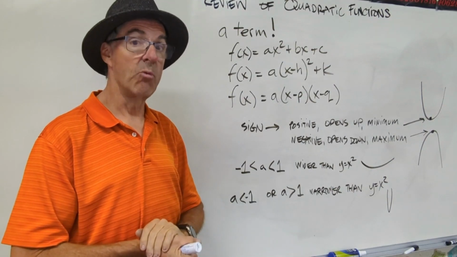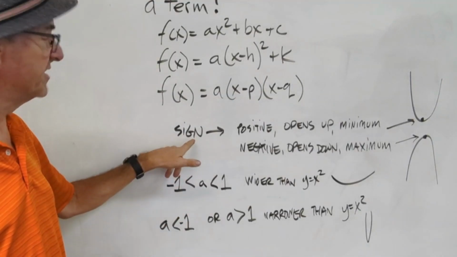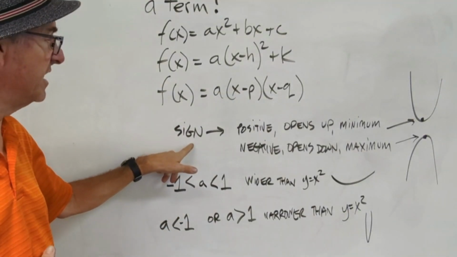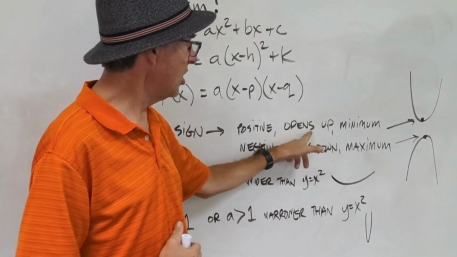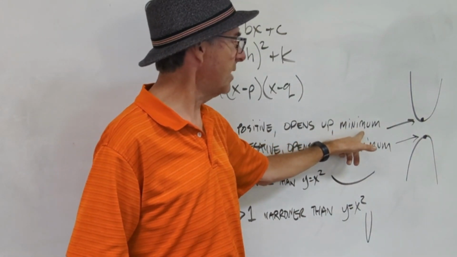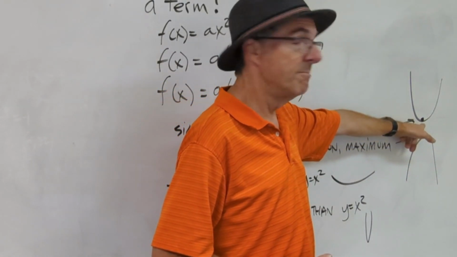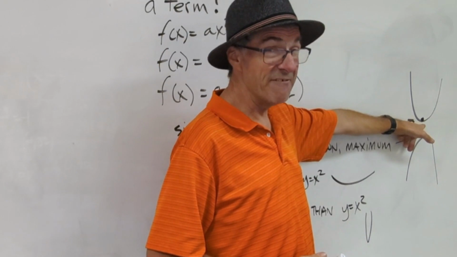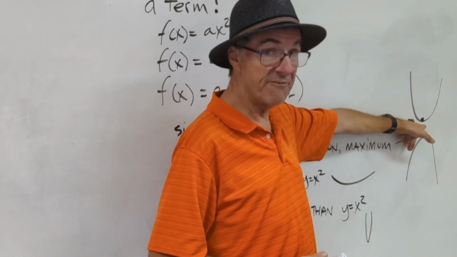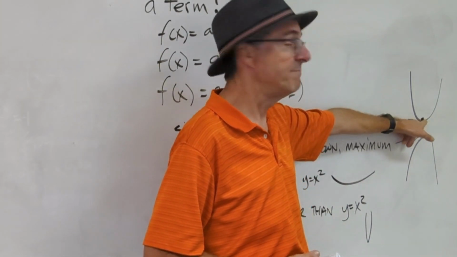Let's quickly talk about what A does. So the sign of A, if it's positive or negative. If it's positive, the parabola opens up and the vertex represents a minimum as shown here in that diagram. So a minimum means that the function never gets below that. The y value never gets below that minimum point.